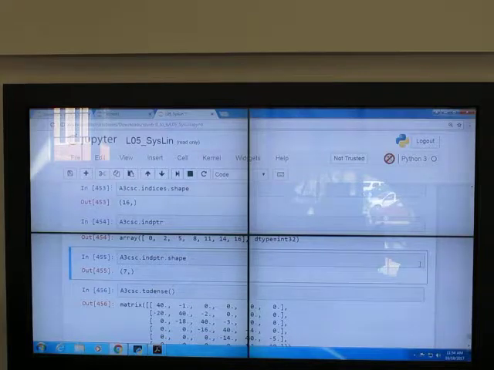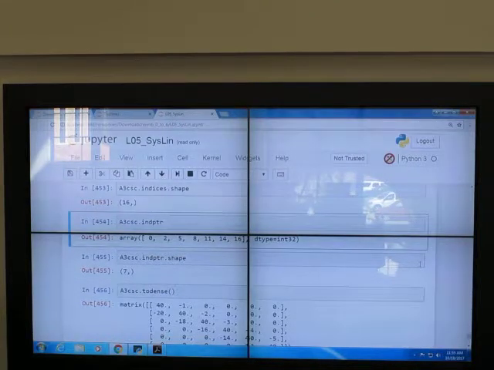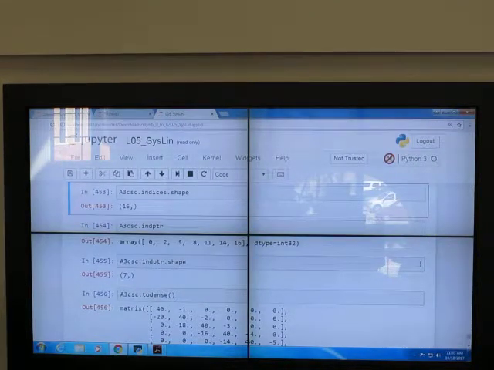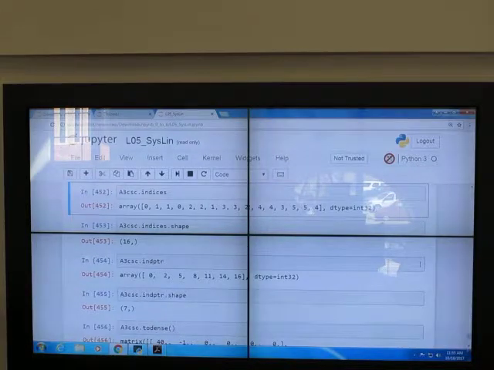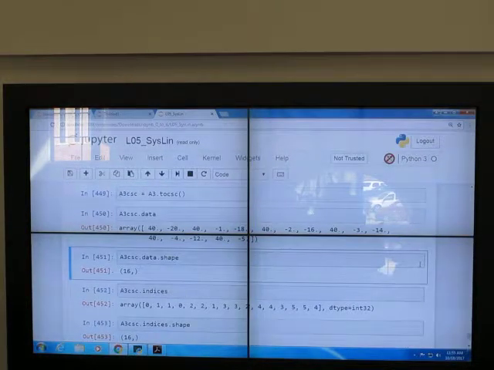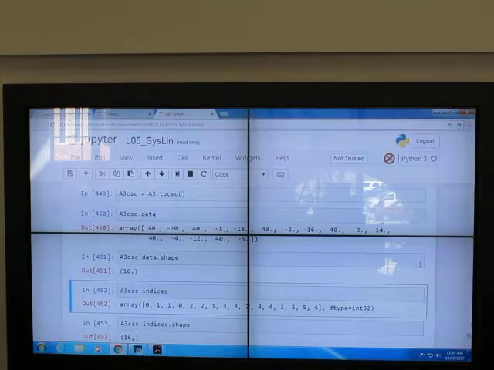Professor, can you tell more about the CSC form? No, we're not talking about that right now. I just tell you that CSC form has 3 important attributes: indices, index pointer (indptr), and data. When you do it, it shows it like this.